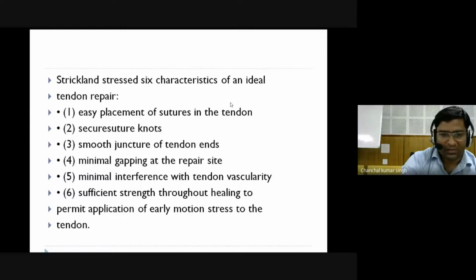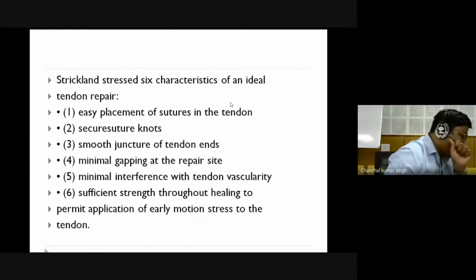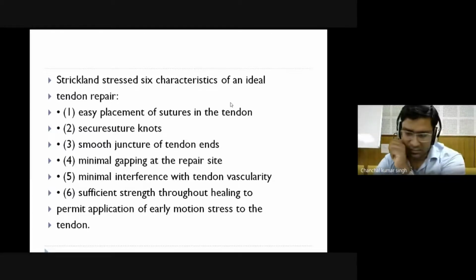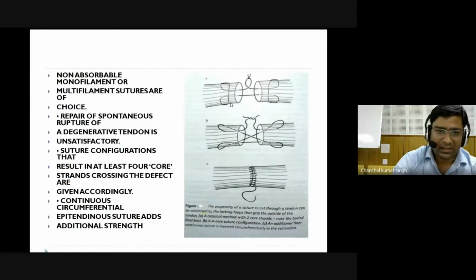The vascularity of the tendon should be intact. That is how we preserve what is going to heal the tendon. And you should be able to provide sufficient mechanical strength throughout the healing with your good suturing techniques, as well as splinting and preventing unnecessary stress at the repair site. So I'm going to just show you pictures of the different ways of repairing tendon.